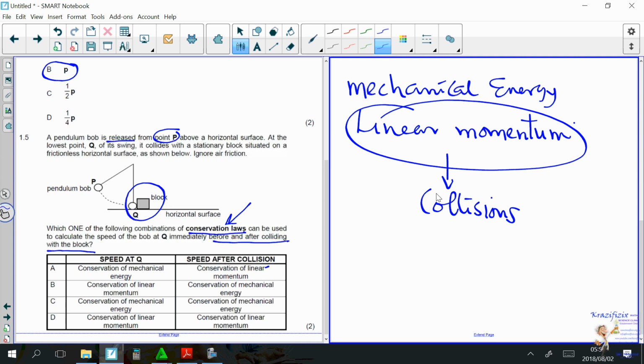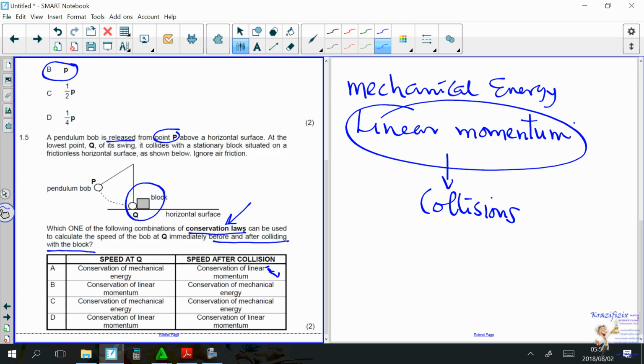Is that all right? So number one, let's check our options. Before and after collision. This is wrong. All right, this is wrong. So we are only left with option A and D. But let's look at speed at Q. How do we calculate the speed of pendulum bob P moving down?